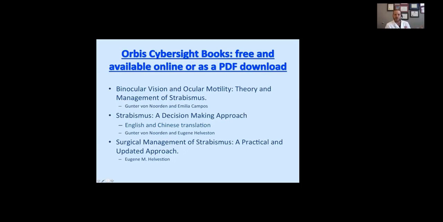And then finally, Surgical Management of Strabismus by Dr. Helveston. This is a nice one, one of my favorites, because it's very case-based. They'll give you a case study like we looked at with our bilateral superior oblique palsy, walk you through the findings, and then talk to you about how to treat that. And so these are all available online for free or as a PDF download.